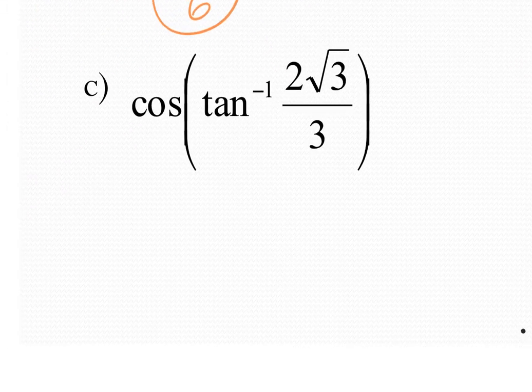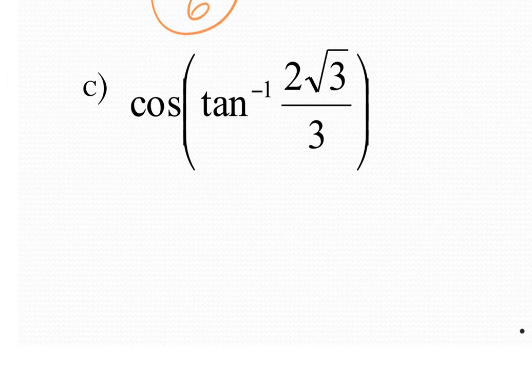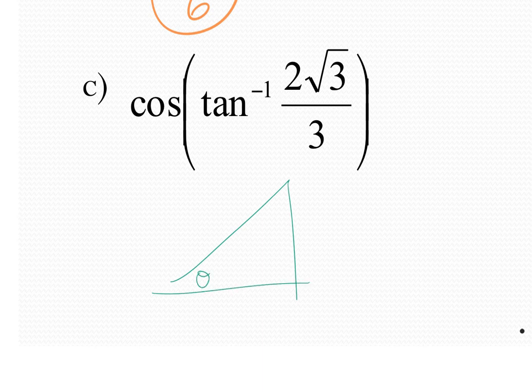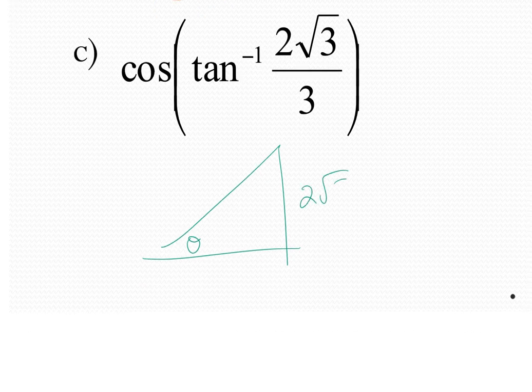All right, last one on this slide. So we're going to start inside parentheses first. Is 2√3 over 3 on your unit circle? No. So I set up a triangle. I put theta in the corner. Tan is what two sides? Opposite and adjacent. So opposite is 2√3. Adjacent is 3. This is not a triple, right? So I'm going to use the Pythagorean theorem.